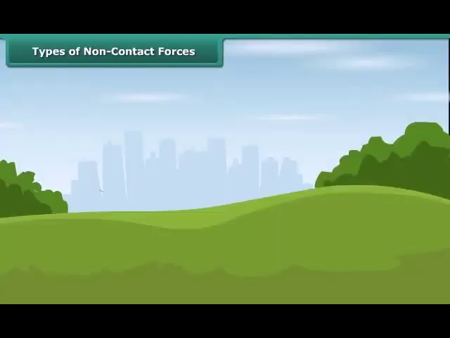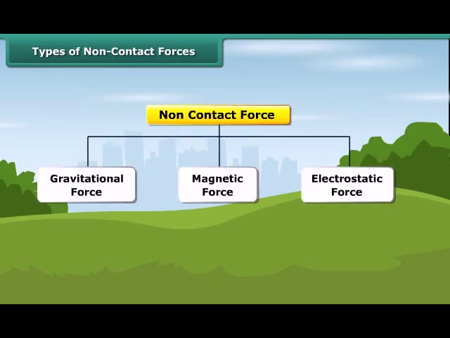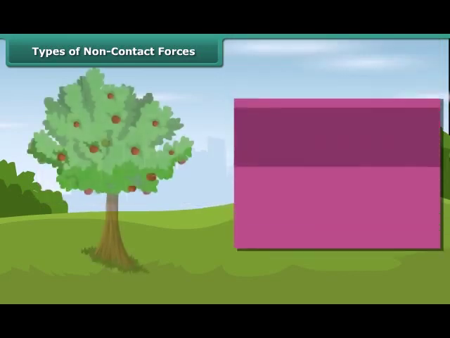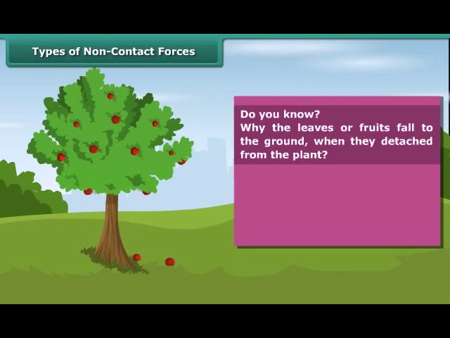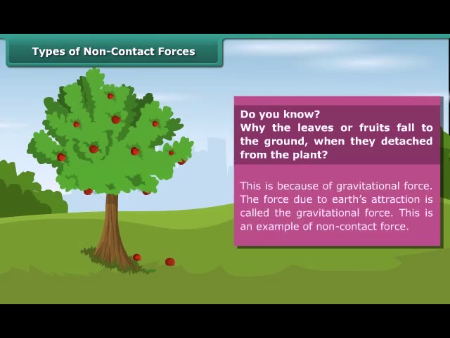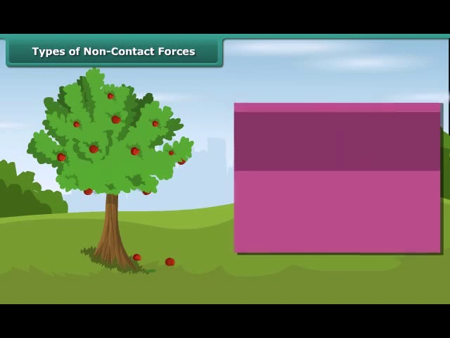Types of non-contact forces. The types of non-contact forces are gravitational force, magnetic force, and electrostatic force. Do you know why the leaves or fruits fall to the ground when they are detached from the plant? This is because of gravitational force. The force due to Earth's attraction is called the gravitational force. This is an example of non-contact force.